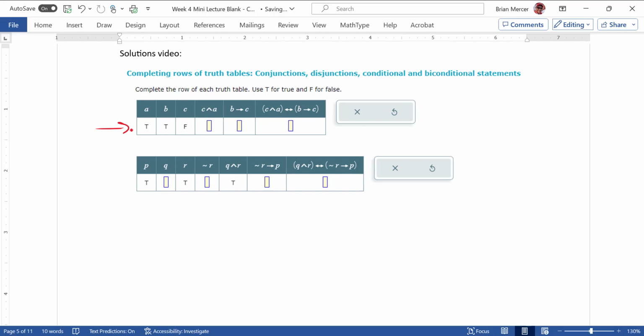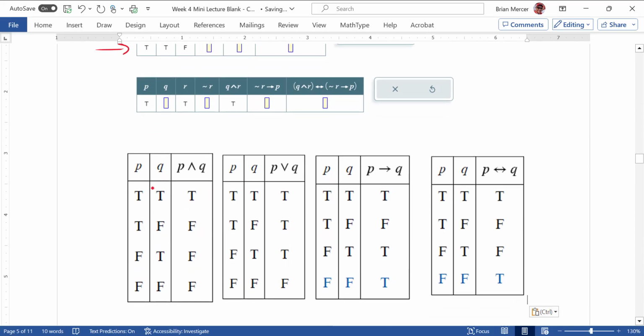And what's important to understand is, to fill this out, we're relying on the fact, and I've already copied this so I can have it handy, that we have these truth values for all these basic statements more or less memorized. So there's your conjunction, there's your disjunction, there's your conditional, and there's your biconditional. And so there's the truth values for all four of those statements.